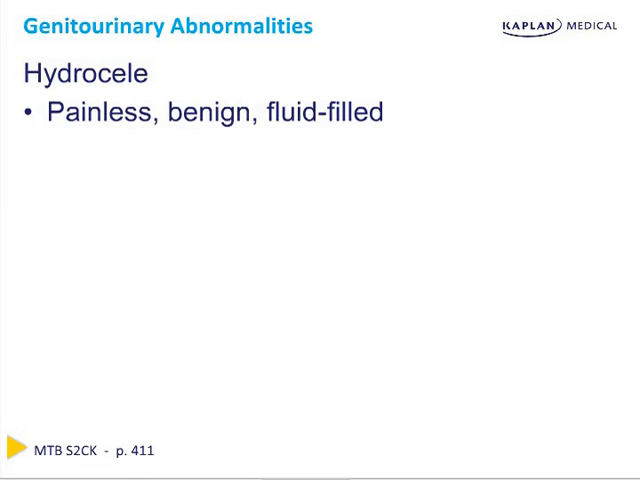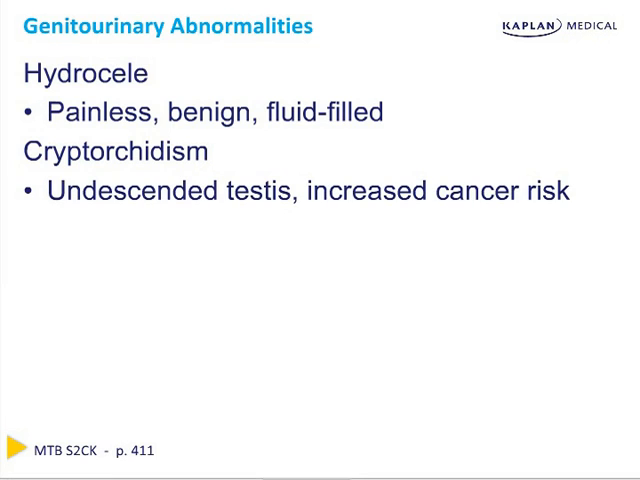The next is cryptorchidism, and that is when there's an undescended testis. Now, the reason this is a commonly tested topic on Step 2 is that those with cryptorchidism are at increased risk of cancer later in life. An important note to make here is that cryptorchidism doesn't cause the increased risk of cancer, but those who have cryptorchidism are at increased risk of cancer.